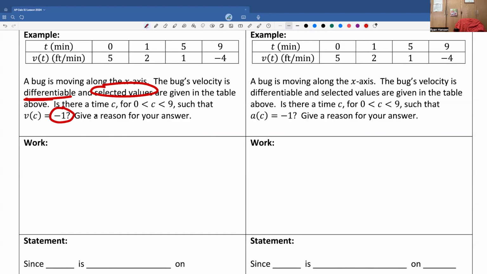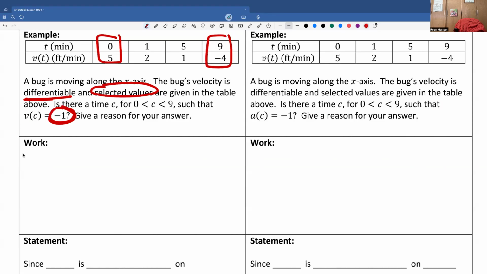Why? What's your argument, Ben? So the velocity starts at 5 and ends at -4. Did it have to go through -1? Yes, because it has to go through all velocities in between 5 and -4. Which theorem is this invoking? IVT. Okay, what are the preconditions? What did they tell us?